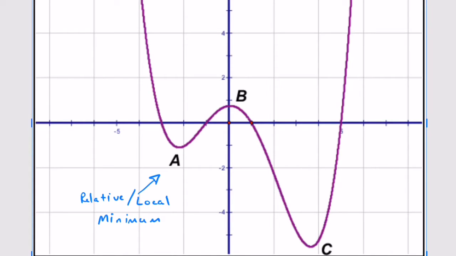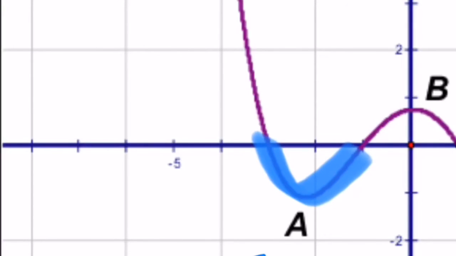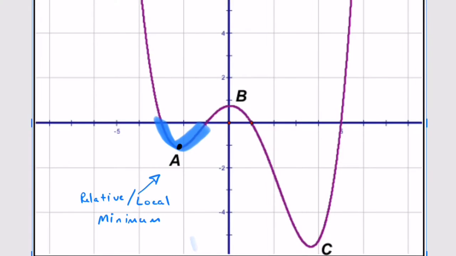The reason it's a relative minimum, or a relative min, is because in its area, it is the lowest point on the graph. If we look at it up close, in this small snapshotty area, A is the lowest point. There are lower points on the graph. Point C is definitely lower than point A, but just in its area.